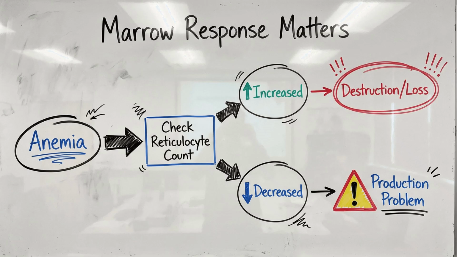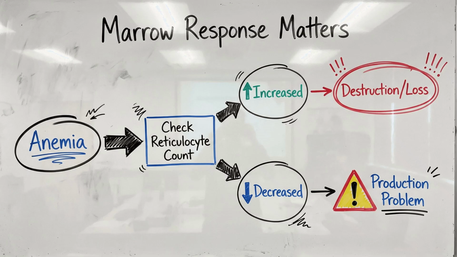If a patient is anemic and the reticulocyte count is significantly increased, it tells you the bone marrow is healthy. It recognizes the anemia and it is working overtime, pushing out immature red blood cells to compensate for destruction or loss. The factory is running at 110% capacity.